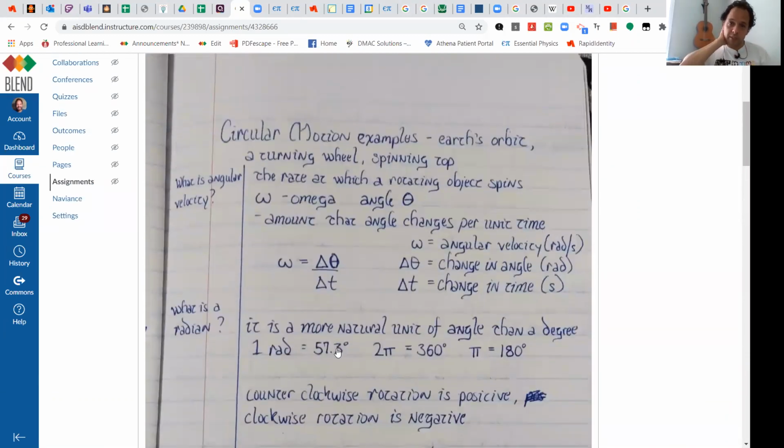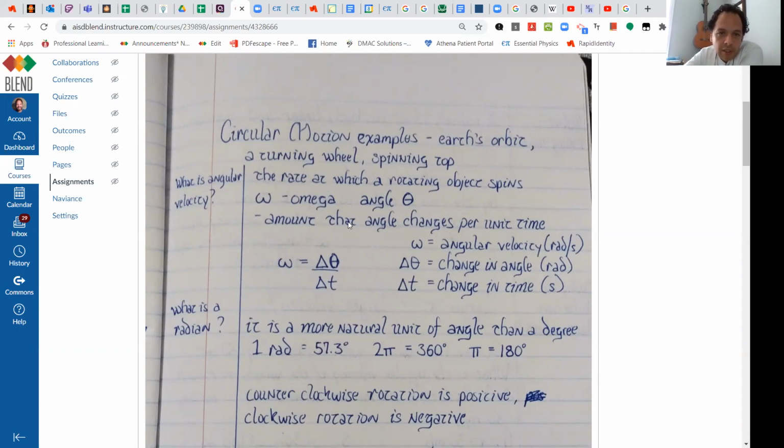So circular motion examples: Earth's orbit, a turning wheel, spinning top. So anything that moves in a circle, right? So we got the orbits of the Earth, we've got wheels and machinery. Think about if you have a vision of what some machinery looks like, there's always wheels and cogs that are rotating. So all of that is very important, especially the cars, right? Everybody loves cars. Got to have the wheels spinning.